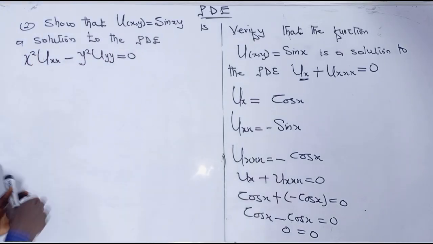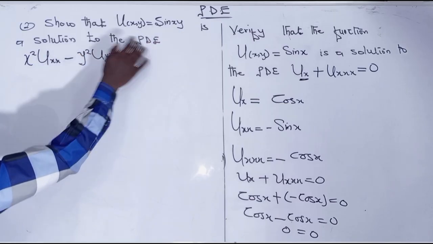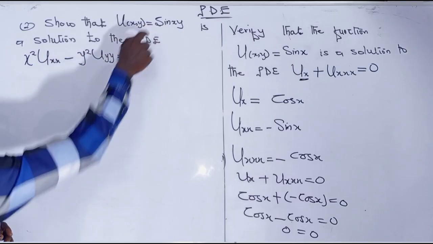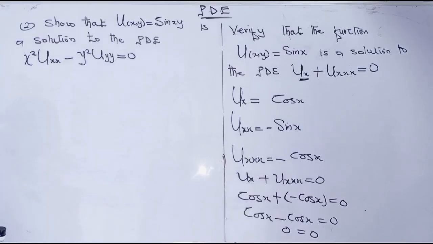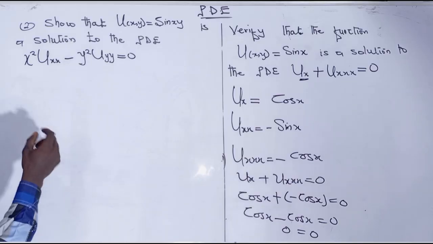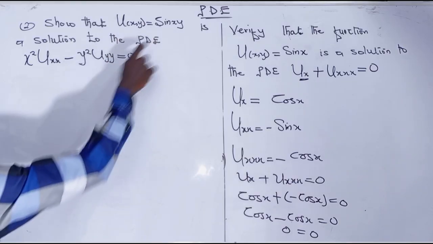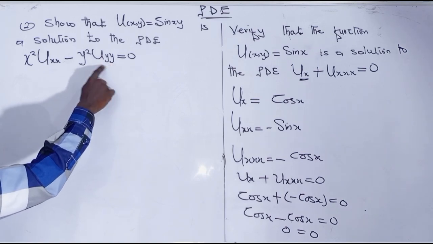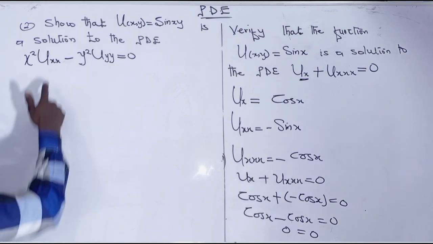Now we want to show that this function sine xy is a solution to the PDE. This is the PDE, and we want to verify if this is a solution to it. We are going to follow the same approach and the same concept. First, we take the second partial derivative of this function with respect to x, then the second partial derivative of the function with respect to y. So let's start with this.